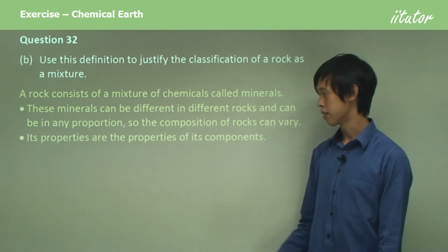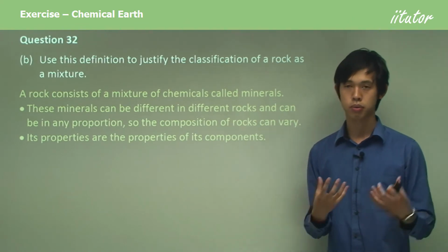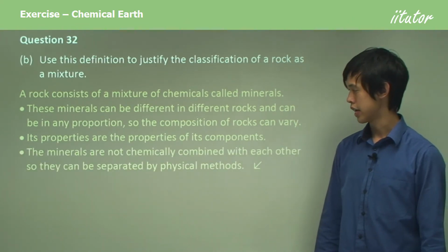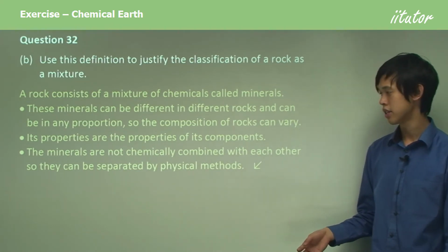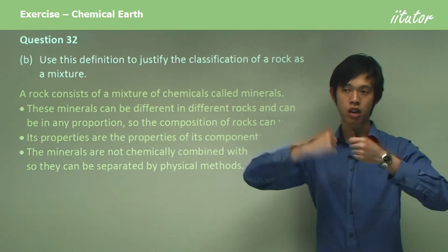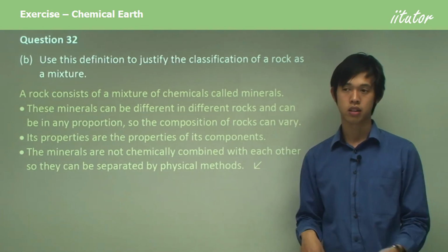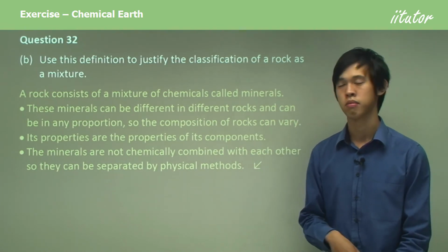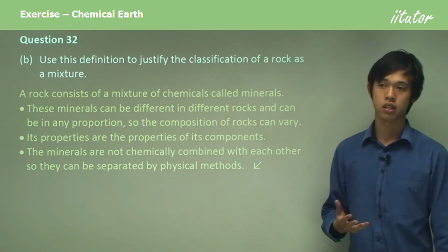Its properties are the properties of its components. So a rock's strength will be related to the strength of its components. And the minerals are not chemically combined with each other, so they can be separated out by physical methods. So the components can actually be crushed, and you can actually separate them out by using different methods quite easily. So that's why a rock is generally considered a mixture.